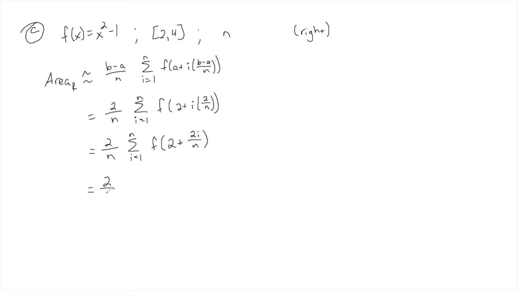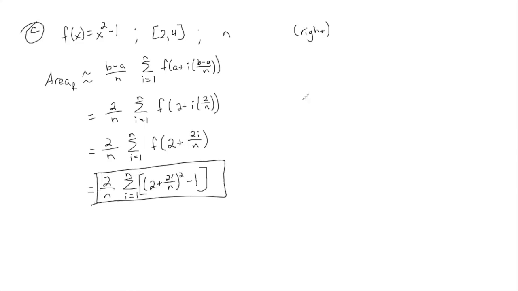And the last thing to do is just to plug in what f is, which is (2 plus 2i over n) squared minus 1. And this is the whole summand. So I'll put it in brackets. And that's all I wanted for part C. Okay.